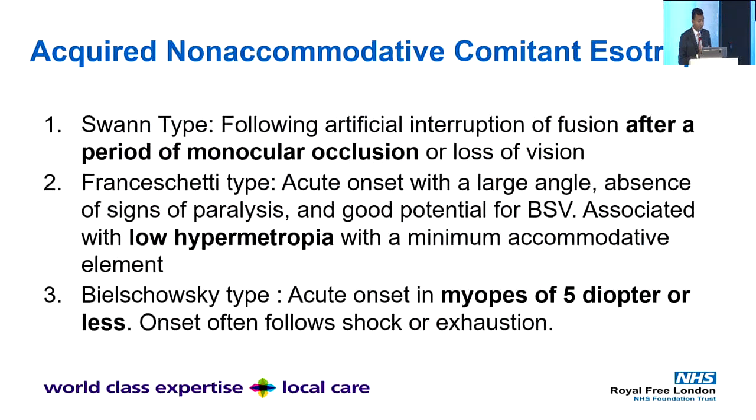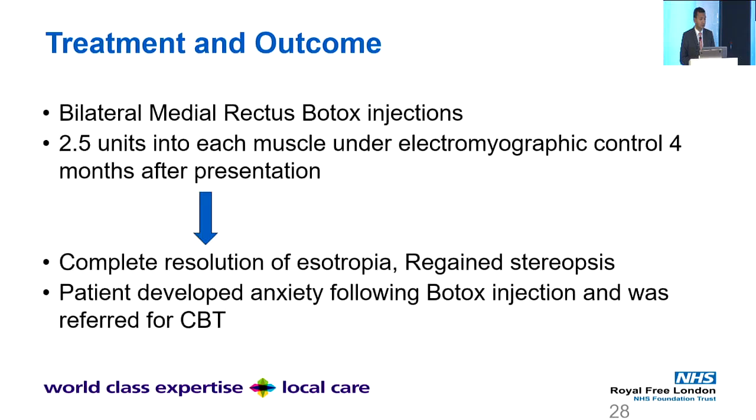We already heard about the 6 types, but these are the 3 most common acute acquired esotropia types, the Swan type, the Franceschetti type, and the Bielschowsky type. And in this girl, we felt we do need to do something. She's probably the second, the Franceschetti type, because of low hypermetropia. And again, you can operate or you could do toxin. So in this case, we elected to do toxin, 2.5 units into each muscle under EMG.